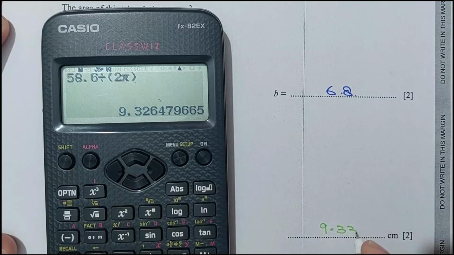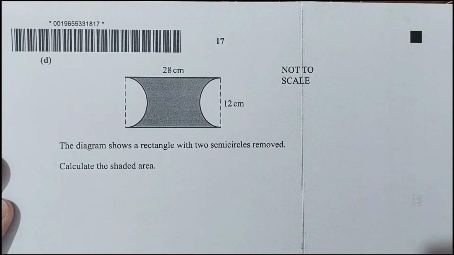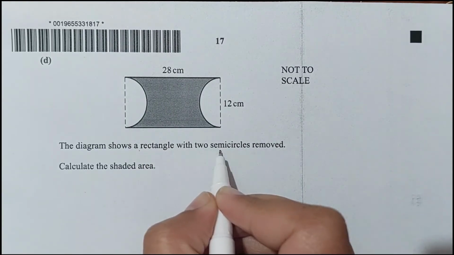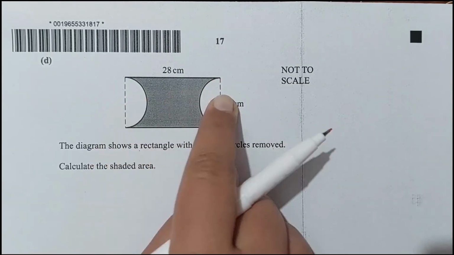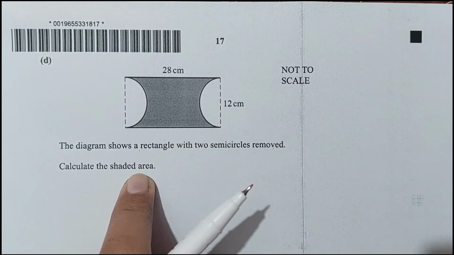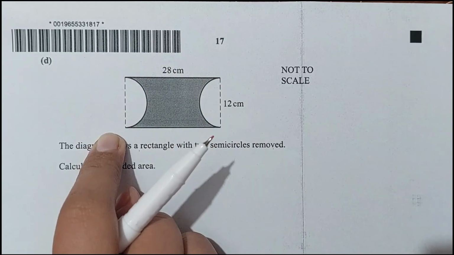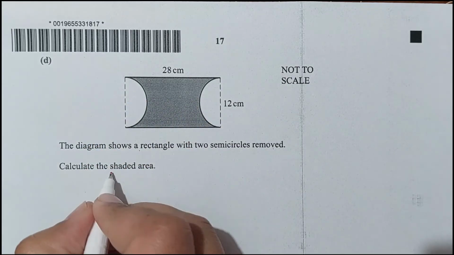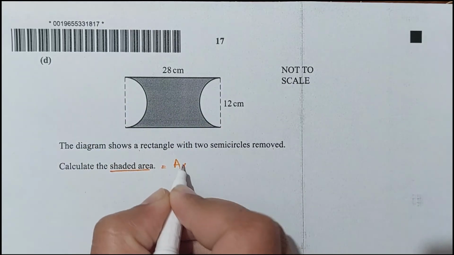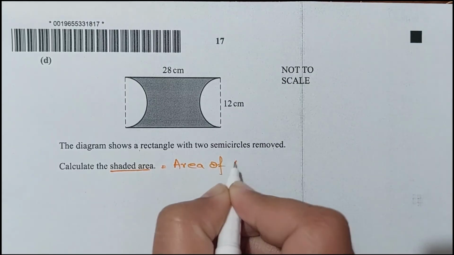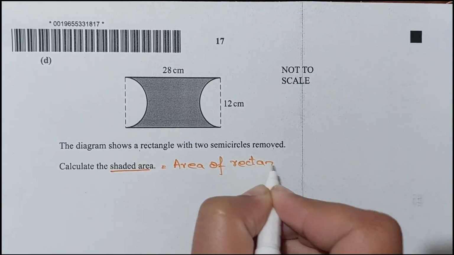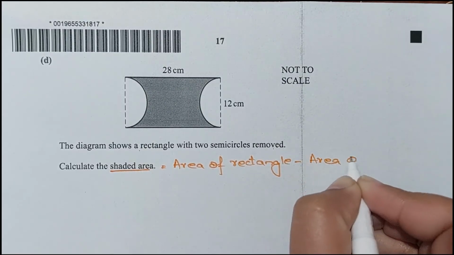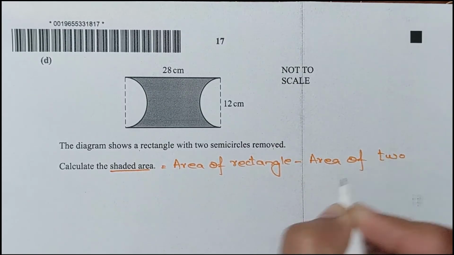9.326 rounded to 3 centimeter is the radius. Now for part D, the diagram shows a rectangle with 2 semicircles removed. Calculate the shaded area. Area of a rectangle minus area of 2 semicircles. Shaded area equals area of rectangle minus area of 2 semicircles.